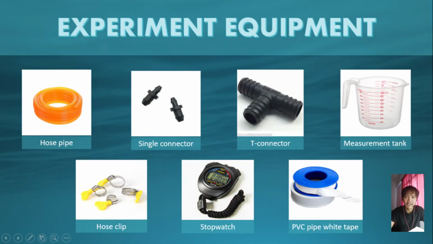Okay, before we start our assignment project, these are the experiment equipment that we need to have. First of all, we need a hose pipe with a dimension of about 20mm diameter. Next, we need 3mm single connector, then 16mm T connector to connect the hose pipe. After that, measurement tank with capacity of about 1 liter of volume, hose clip to grip the PVC hose pipe. Next, stopwatch. And lastly, we need PVC pipe white tape to prevent leaking on the pipe. So that's all for me. Thank you.